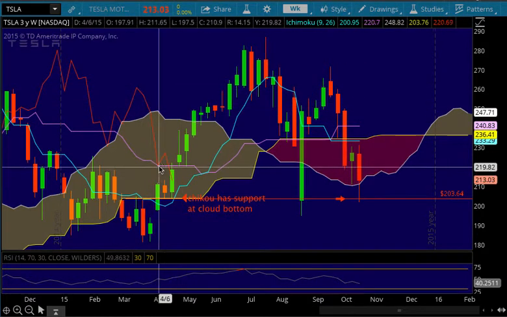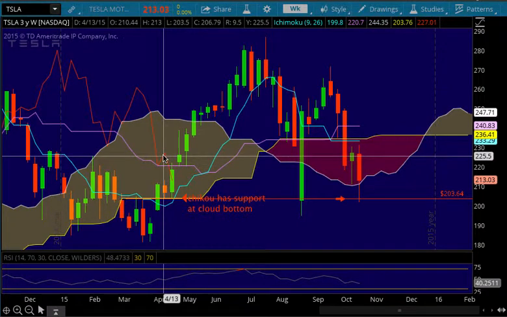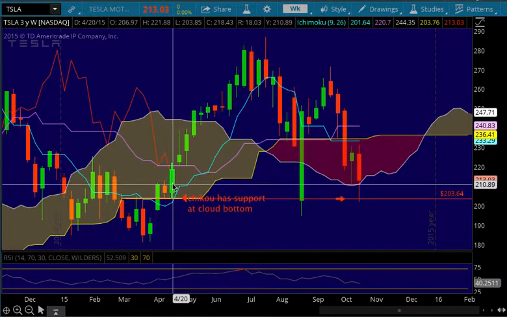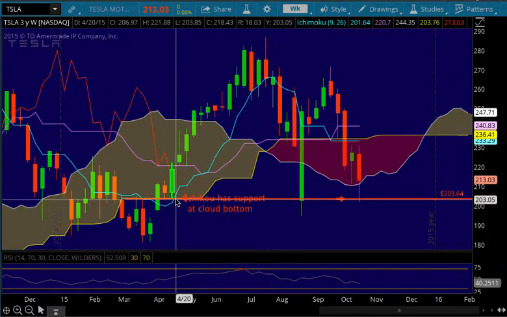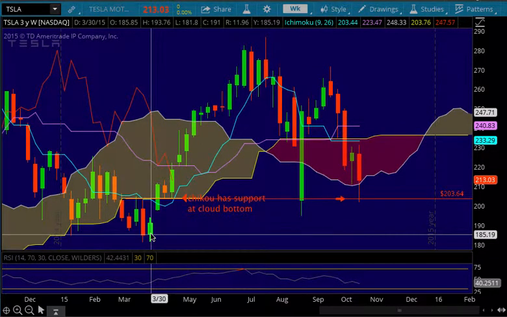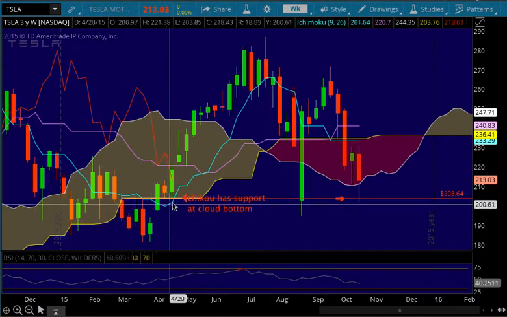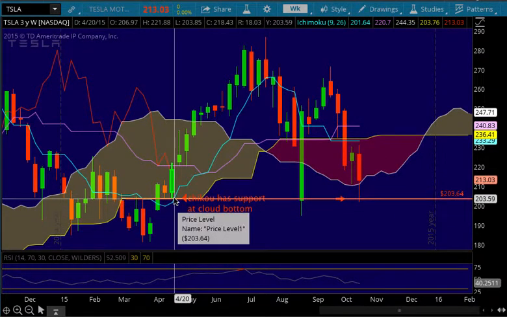So it came down and found support at the Kijun Sen. The pink line is the Kijun Sen. Found support at the Kijun Sen here, bounced a little higher, and then came down. And then yesterday, when that sell-off was occurring, it came down and tested the bottom of the cloud right here. It also had confluent support of the Tenkan Sen. As you see, the Tenkan Sen is crossing the cloud right here. So it really had double support at the bottom of the cloud.